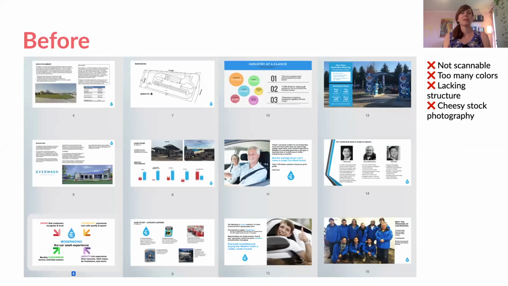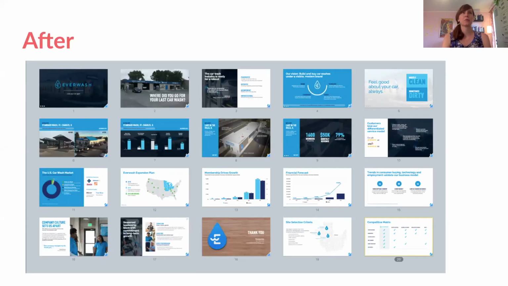So here is just a quick grab of what some of his slides looked like before. A couple things you can see right off the bat. Definitely not scannable, right? Too much content, big blocks. A lot of colors, and a lot of inconsistency in the colors. Not a lot of structure to the slides. And cheesy stock photography. Gotta love the thumbs up guy there. So let's look at the after. This is just slide sorter mode, light table mode on Keynote, and what the slides look like when we were done working on them.